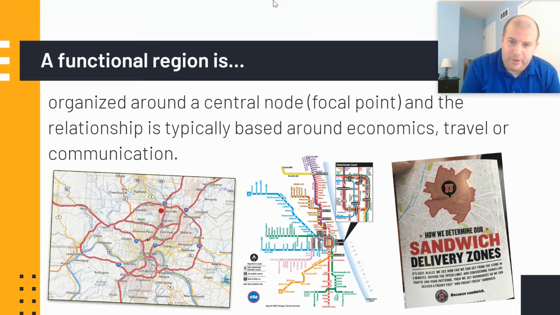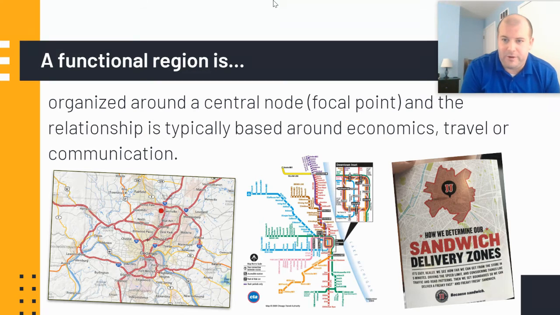Okay, the middle map is showing us the L system in Chicago. Notice how all the different train lines converge at the loop. So the loop becomes the central node or focal point of this travel system, and the borders of the functional region become the last stops on each of the different L lines.